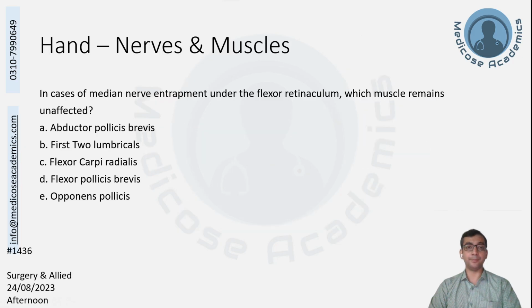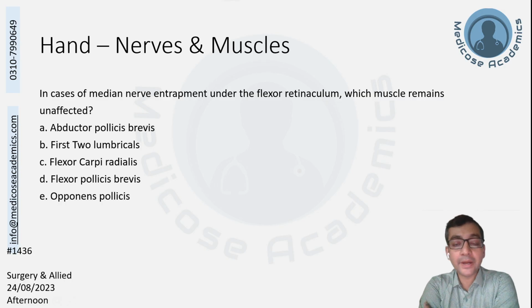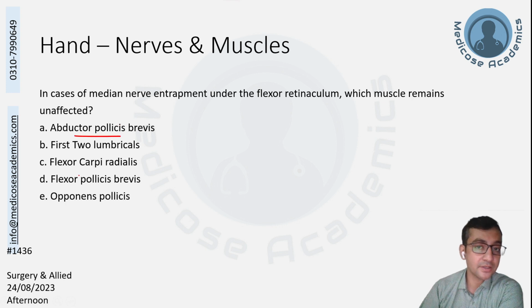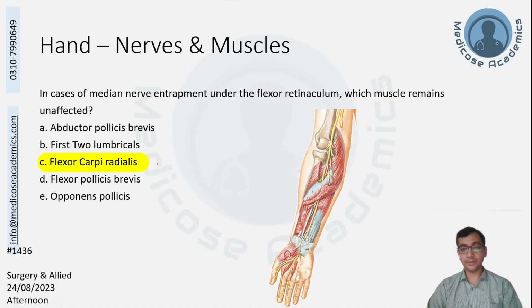In case of median nerve entrapment under flexor retinaculum, which muscle remains unaffected? Let me tell you which muscles are affected. Three muscles of thumb: opponens, flexor, and abductor pollicis brevis. Two lumbricals. These five muscles are paralyzed. So find out which are not included in it. Abductor pollicis is given, flexor pollicis is given, opponens pollicis is given, lumbricals are given, flexor carpi radialis is not. It is supplied by the median nerve, but it is supplied before the nerve gets under the flexor retinaculum.